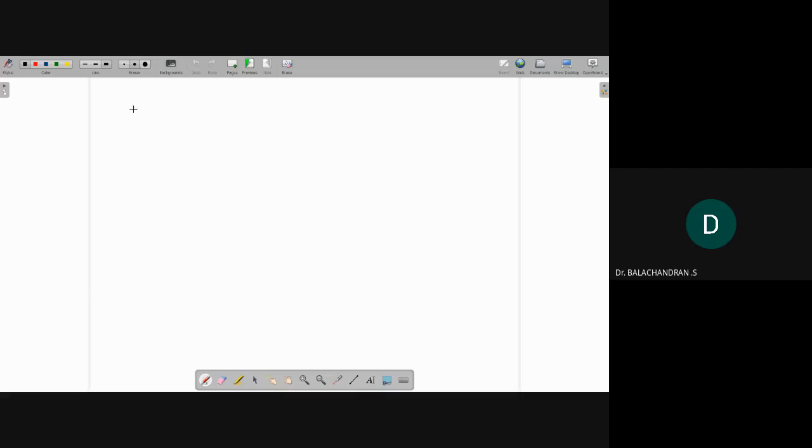Okay, I'll give 2 more problems to you. You try to solve. 7. Solve p by x square plus q by y square equal to z. So how to solve this problem? What is the first step?